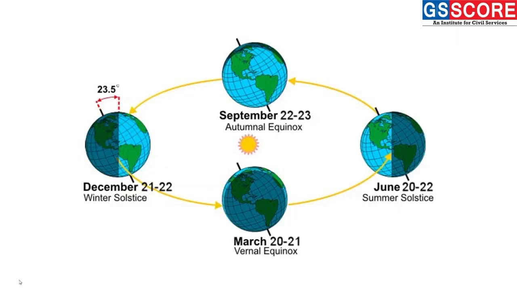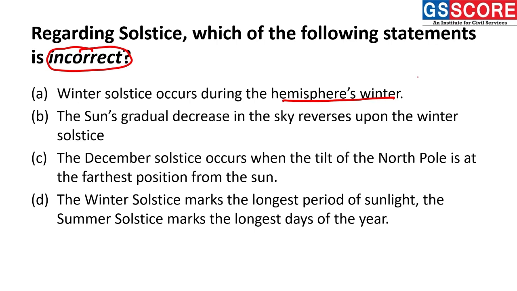The winter solstice is also called the December solstice, which occurs on the 21st or 22nd of December every year. Here the part of the northern hemisphere is experiencing the winter, but the southern hemisphere is experiencing the summer season. Therefore, statement 1 becomes a correct statement.